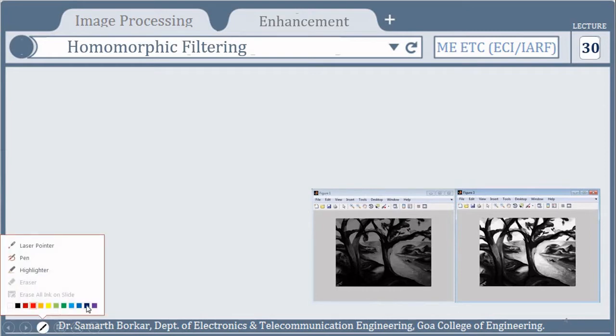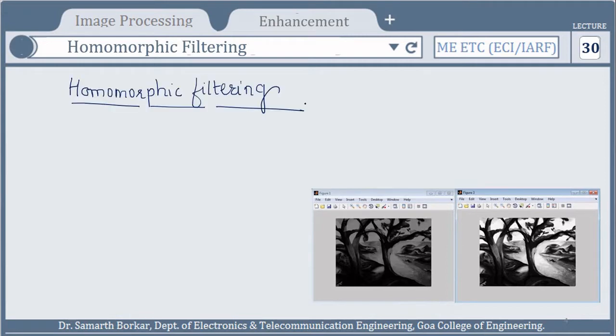Now let us try to understand what homomorphic filtering is. Before that, let us check out the outcome. Here you see the input image, and when I apply the algorithm based on homomorphic filtering, this is what I get as an output image. So you see, this approach enhances the image. It is a part of image enhancement.